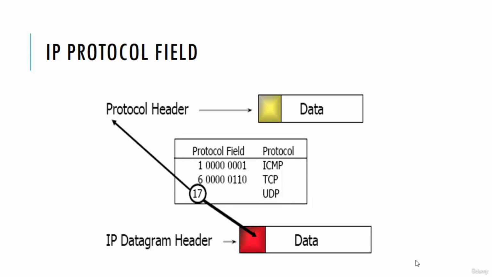If the protocol field is 1, then the protocol forming this packet is the ICMP protocol. If it is 6, then the protocol forming this packet at the upper layer is the TCP protocol. If it is 17, then the protocol forming this packet at the upper layer is the UDP protocol. So you can either have in your network 1, 6, or 17 for ICMP, TCP, or UDP consequently.